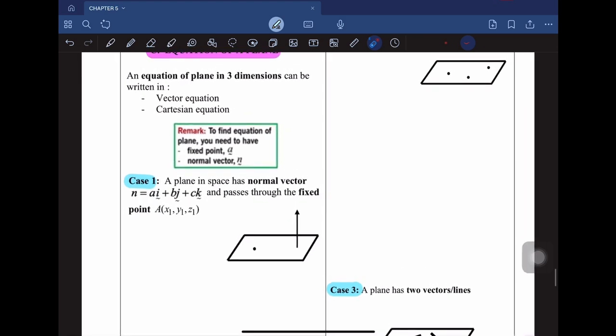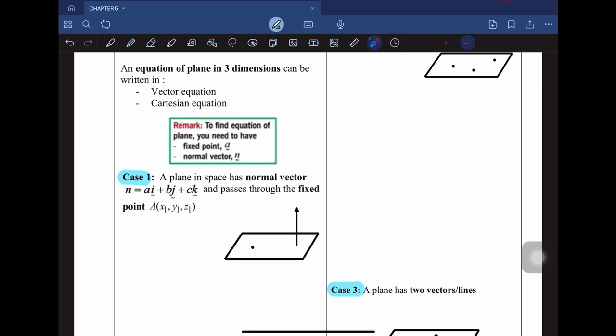So let's go through the first case. Let's say we have a plane in space with normal vector n. Again, a normal vector is any vector that is perpendicular to your plane. Let's say this is the normal vector and the coordinates are a, b and c. Our plane also passes through a fixed point, which I label as A with coordinates x1, y1 and z1.